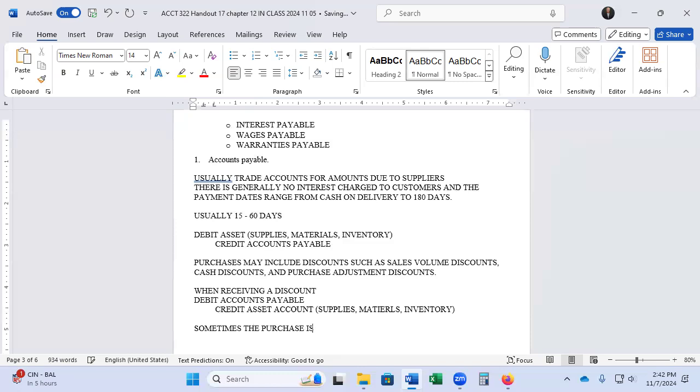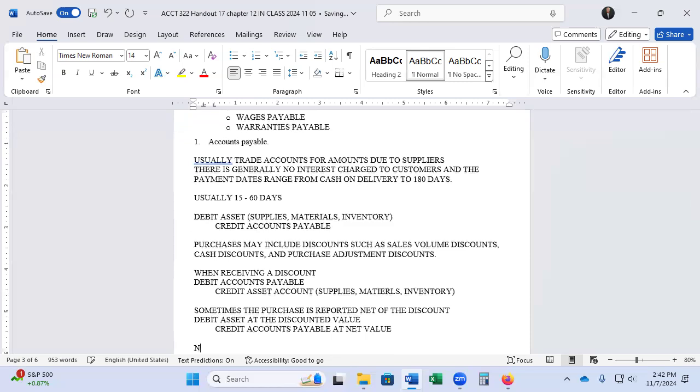Sometimes the purchase is reported net of the discount. So you'd have a debit to the asset at the discounted value. And then credit accounts payable at net value. And then there would be no entry for the discount.